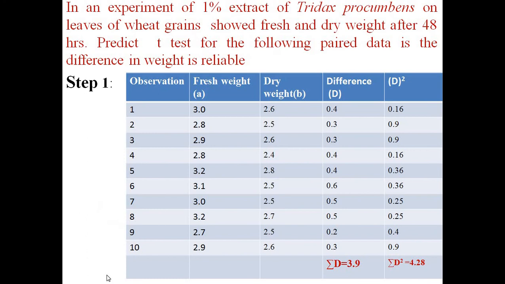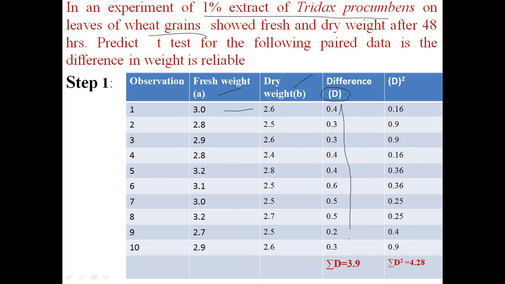Now let's go for the paired data. If paired data is given, for example here we have the fresh weight and the dry weight of the wheat grains by giving the extract of Tridax. So a few steps are different there. What we have to do first is the difference, that is D, fresh minus dry weight.